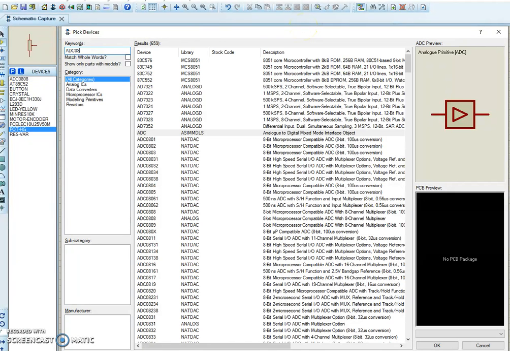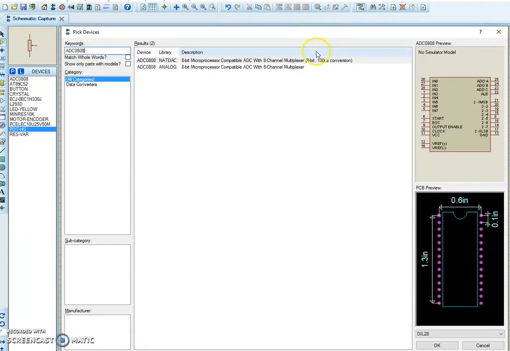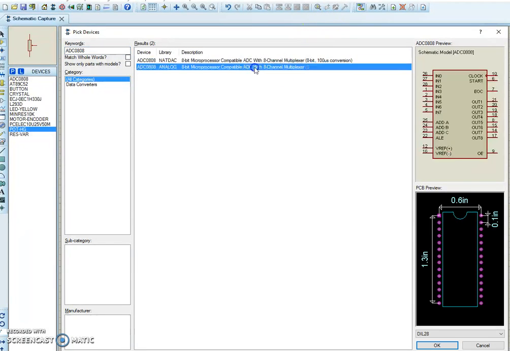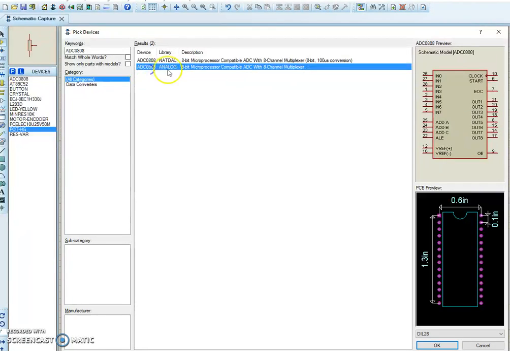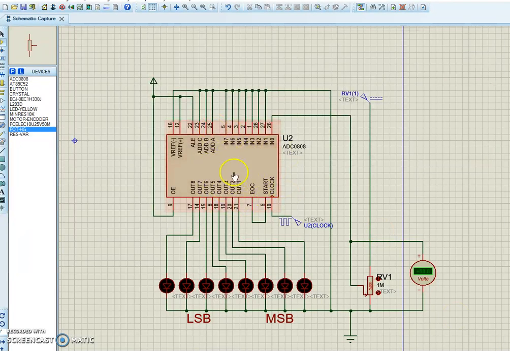ADC 0808. We will find two types of ADCs here. One is the ADC 0808 NetDeck, and another one is analog. Use the analog one, the second choice, the analog 8-bit microprocessor compatible ADC with 8-channel multiplexer. This is the ADC that I'm using now. Then connect 1, 2, 3, 8 LEDs to represent the bits of the ADC, and then give it power.